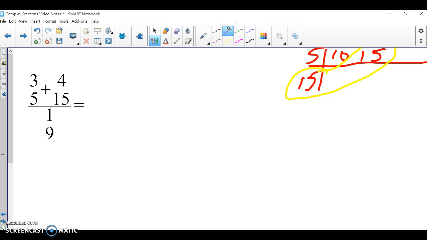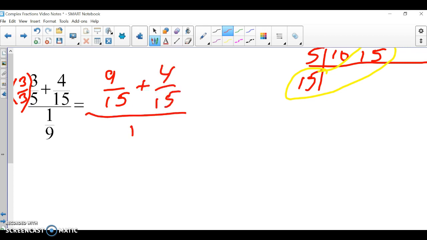So we can turn this top fraction into a common denominator of 15. Let's go ahead and do that. To get 3/5 into 15ths, we have to multiply it by 3. Notice I multiply both the top and bottom. 15 is already 15, so I don't have to change that fraction. 3 times 3 is 9. 3 times 5 is 15. So now I have 9/15 plus 4/15.